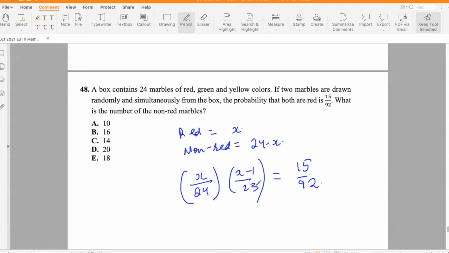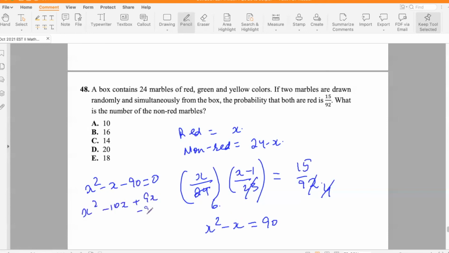Okay, so then what is 23 into 4? 4 into 3, 12, 2. Yeah, so this cancels with this and this cancels with this. So I get x square minus x is 90. So x square minus x minus 90 is 0. So x square minus 10x plus 9x minus 90 is 0. So x is 10 or minus 9. So obviously x has to be 10. So the number of red marbles is 10 and the non-red marbles will be 14.